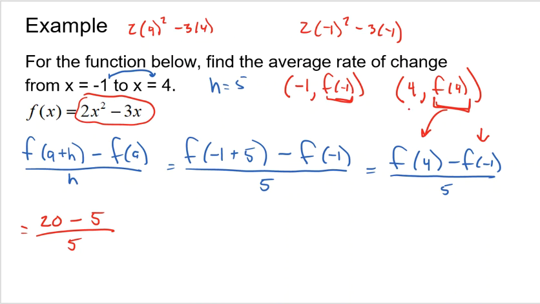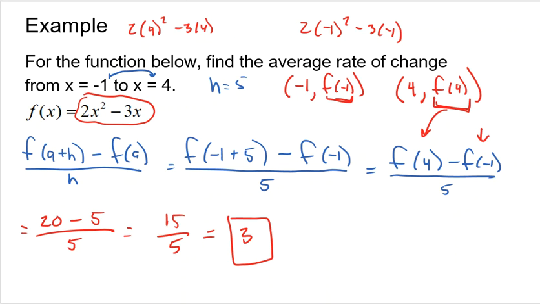Again, 5 is simply the distance 4 minus -1, the distance between my x's, which again is 5. So 20 minus 5 is 15. 15 divided by 5 is 3. So the average rate of change between these 2 points is 3. So between these 2 points, the slope of the line that connects them is 3. That's the average rate of change between these 2 points. Pretty easy, not too difficult.